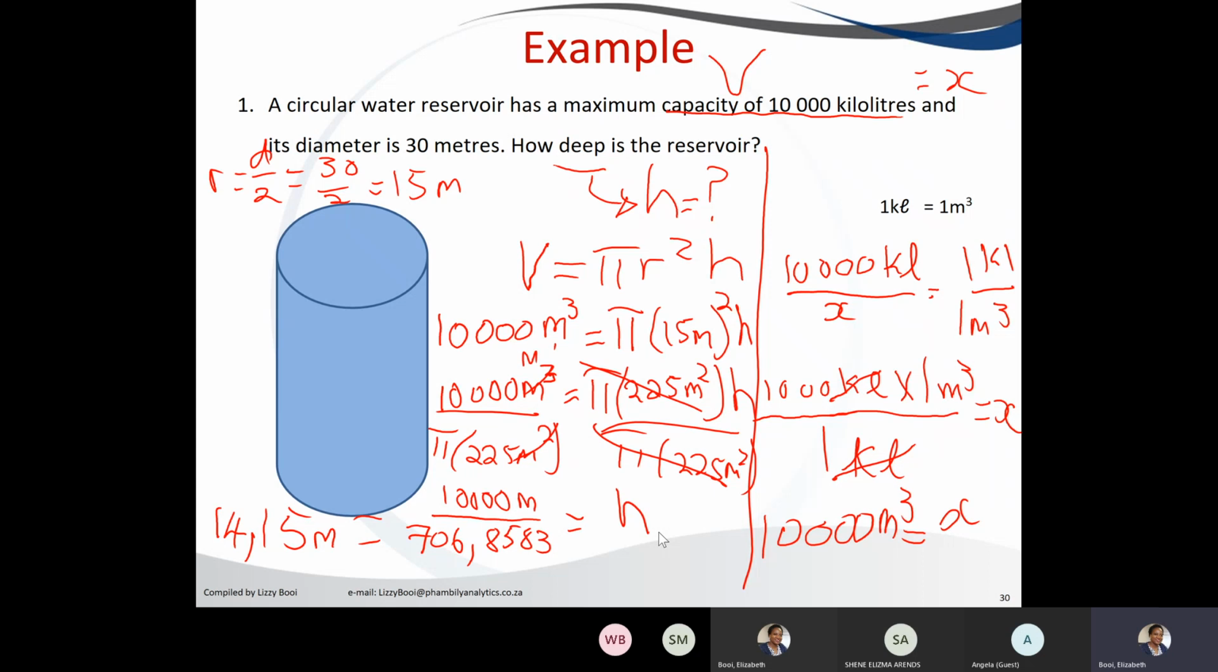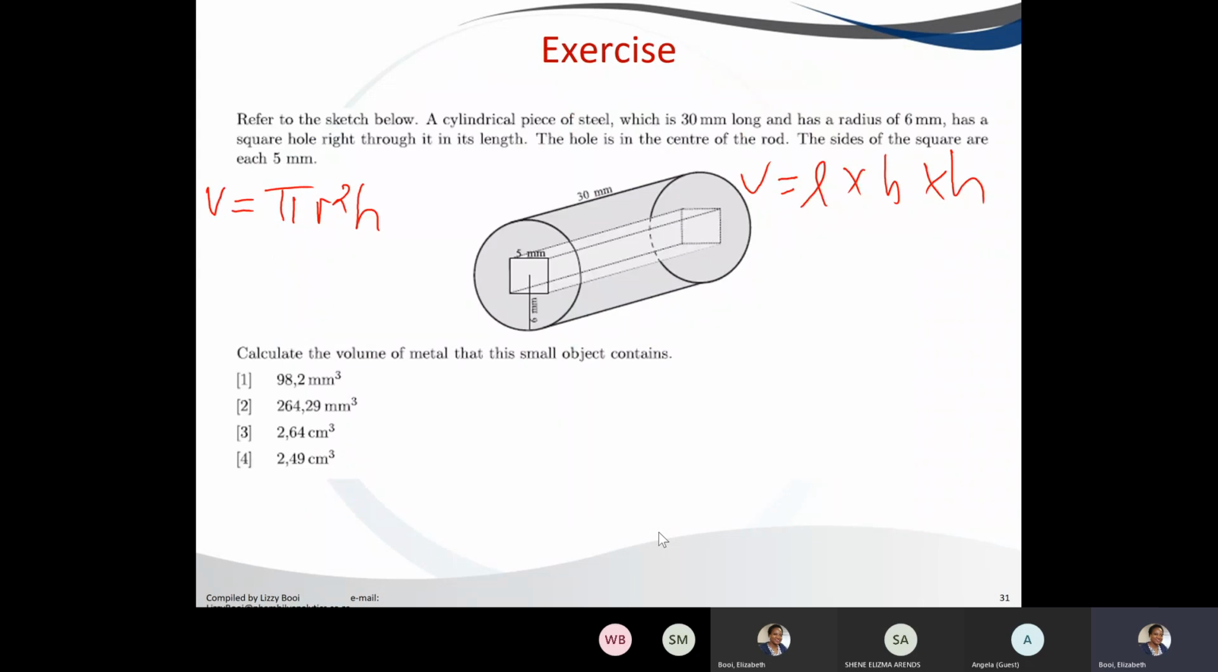But for now, to answer the question, we can use the two formulas. We need to find the volume of the metal, which is the volume of the gray thing. But the gray thing has a hole, and the hole is a rectangular shape that looks like a prism. So how do we do that? First, let's calculate the volume of this rod.